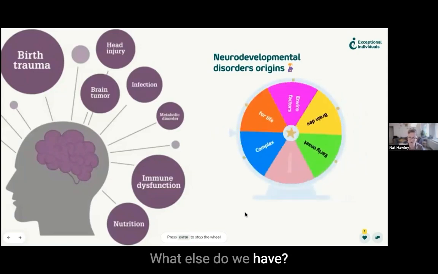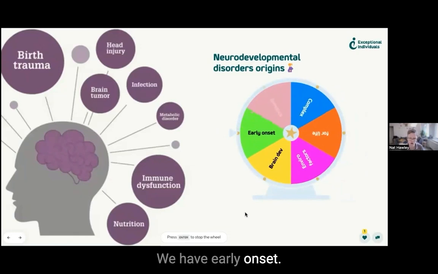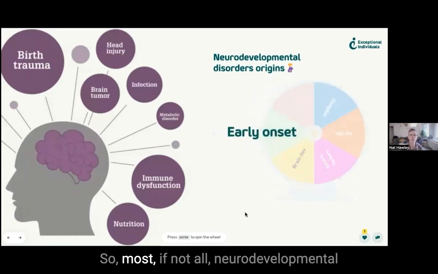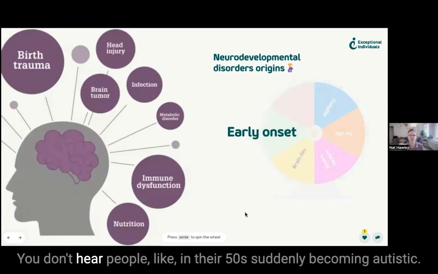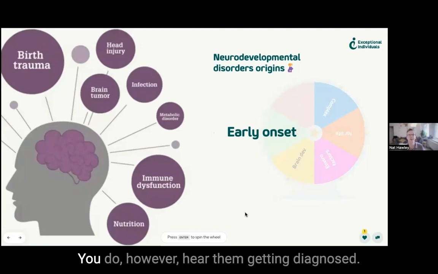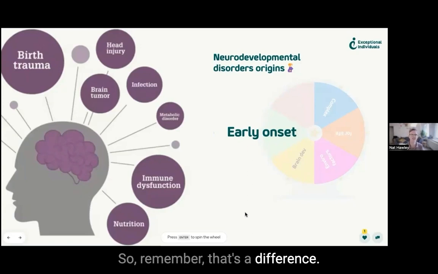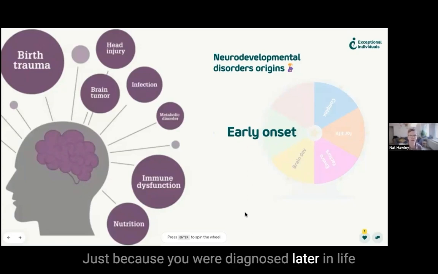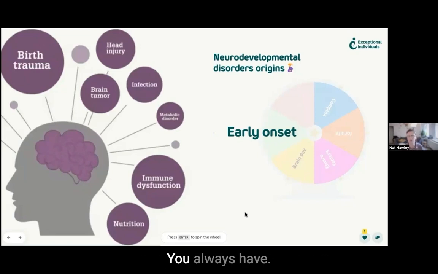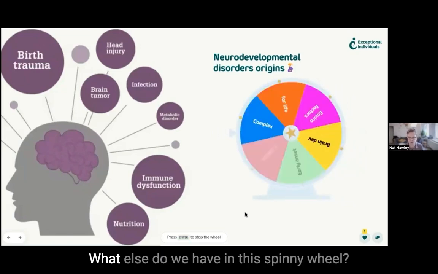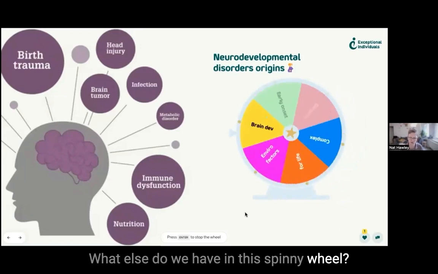What else do we have? We have early onset. So most, if not all, neurodevelopmental disorders happen very, very early on. You don't hear people in their 50s suddenly becoming autistic. You do, however, hear them getting diagnosed. So remember, that's a difference. Just because you were diagnosed later in life doesn't mean that you have only just got it. You always have. What else do we have in this spinny wheel?